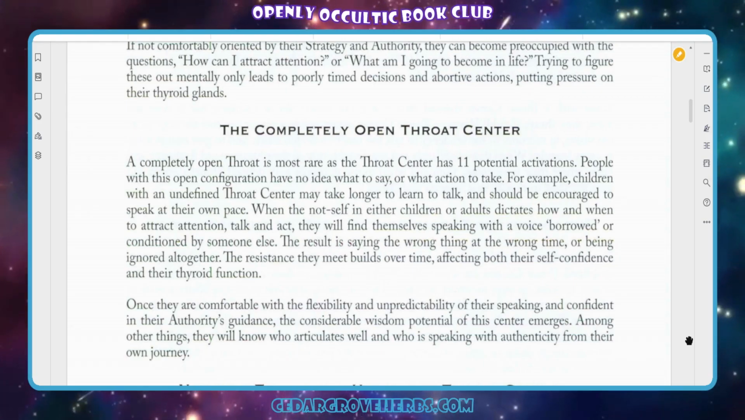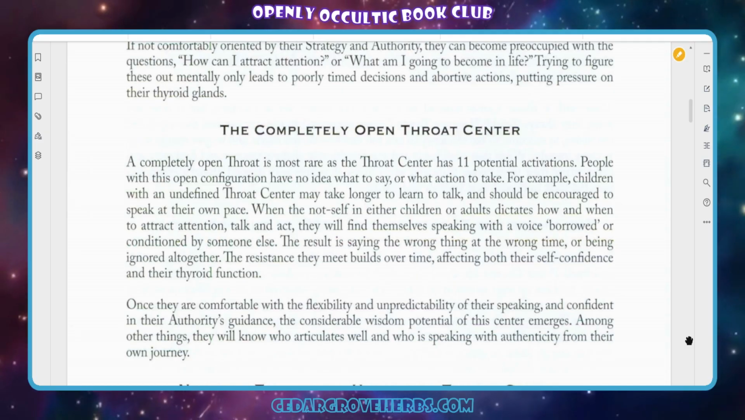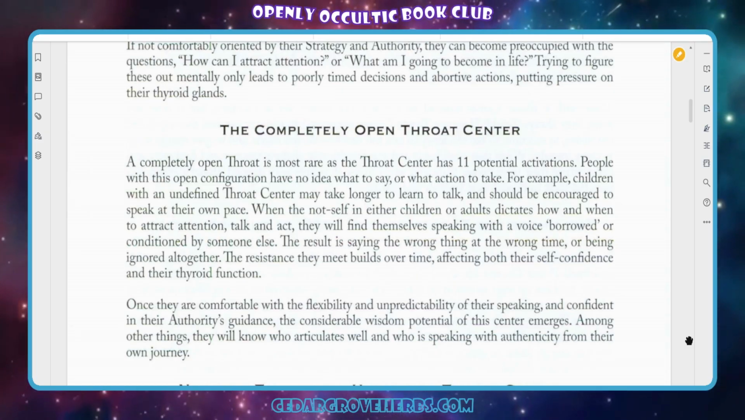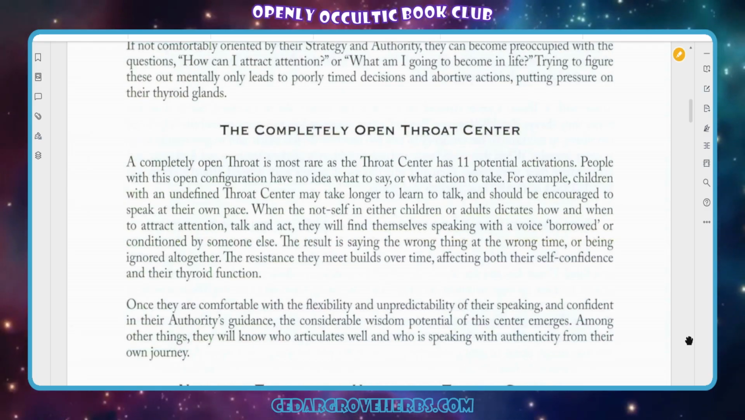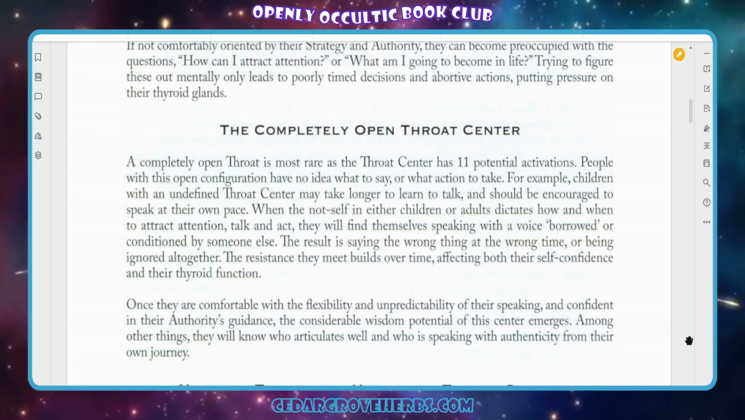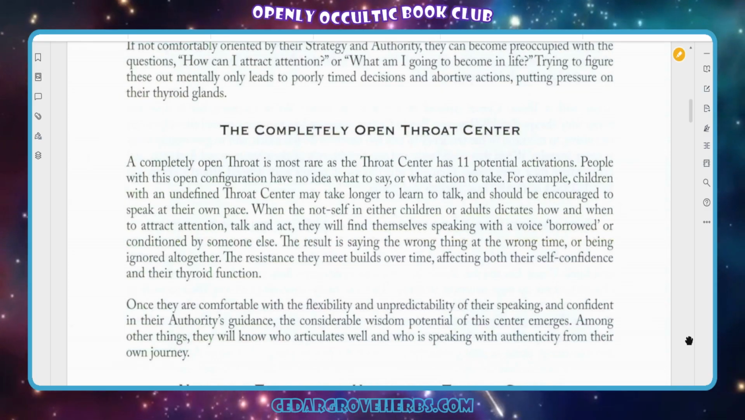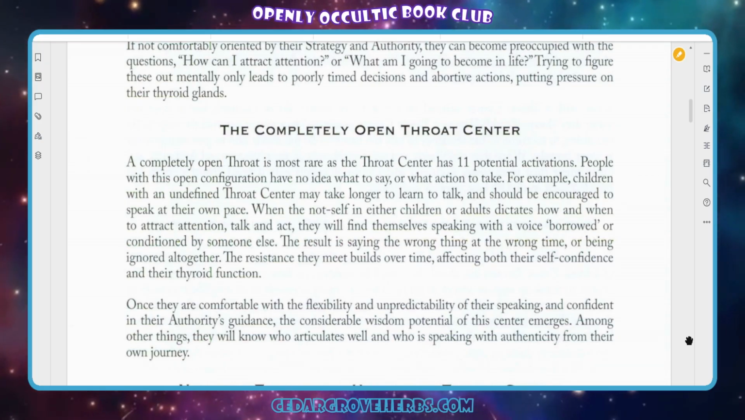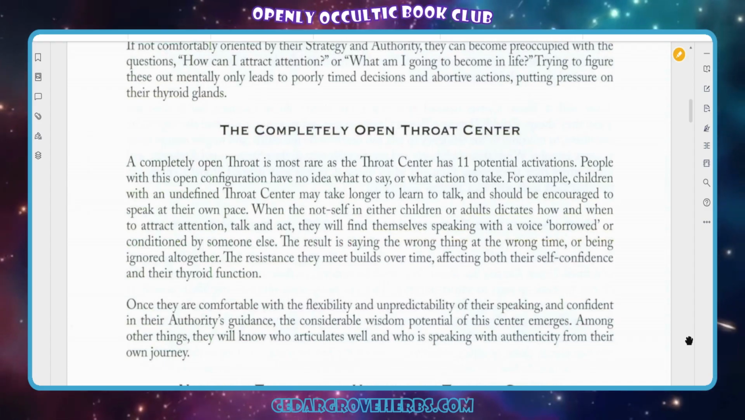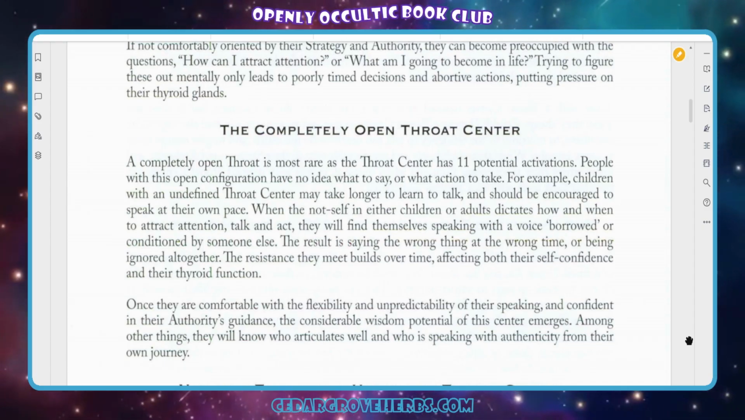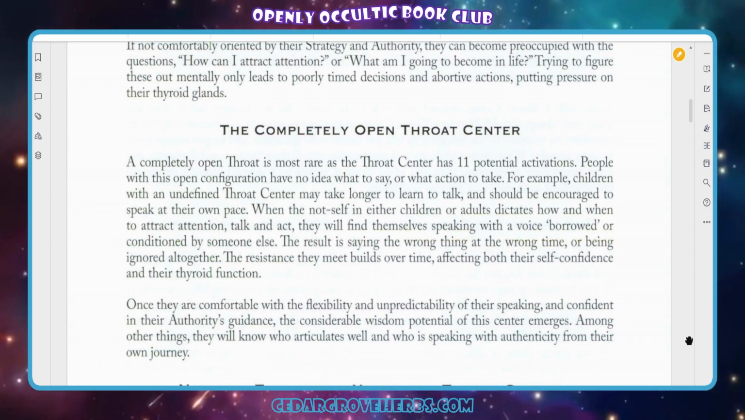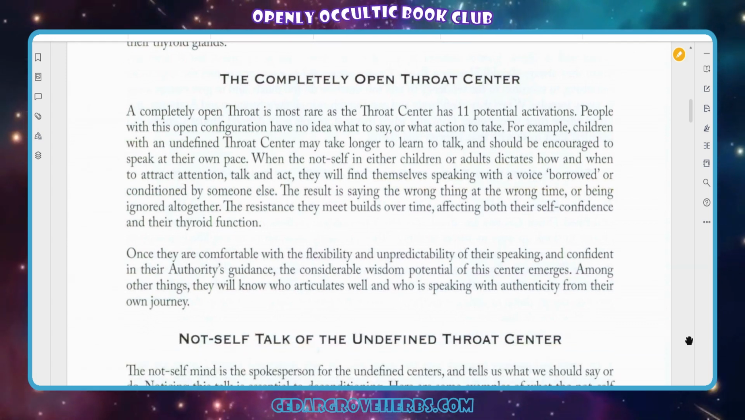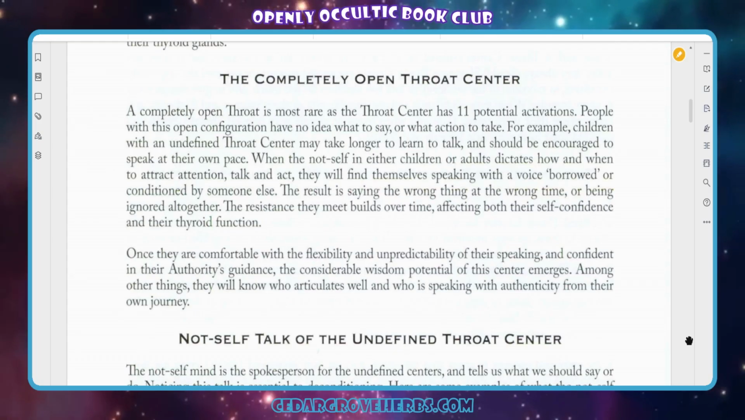When the not self in either children or adults dictates how and when to attract attention, talk, and act, they will find themselves speaking with a voice borrowed or conditioned by someone else. The result is saying the wrong word at the wrong time, or being ignored altogether. The resistance they meet builds over time, affecting both their self-confidence and their thyroid function.